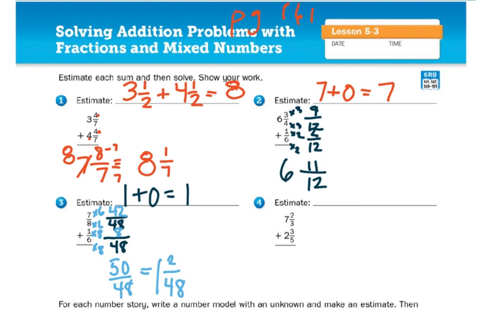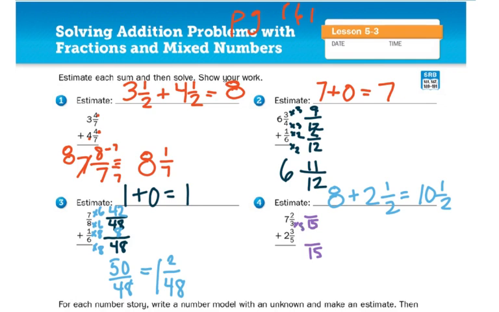Number 4, 7 2/3 is pretty close to 8. And 2 3/5 is pretty close to 2 1/2. Makes it easy to add. My answer should be close to 10 1/2. I'm going to change my denominator to be 15ths. I cannot add or subtract fractions unless they have the same denominator.